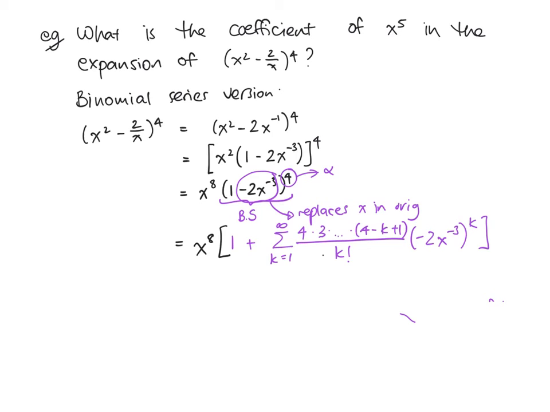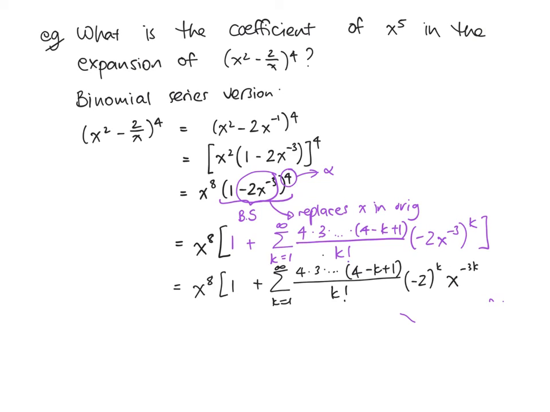So if I write this out a little more clearly, I've got an x to the 8 times 1 plus the sum from k equals 1 to infinity, 4 times 3, all the way down to 4 minus k plus 1, all over k factorial. And then I have a minus 2 to the k times an x to the minus 3k.